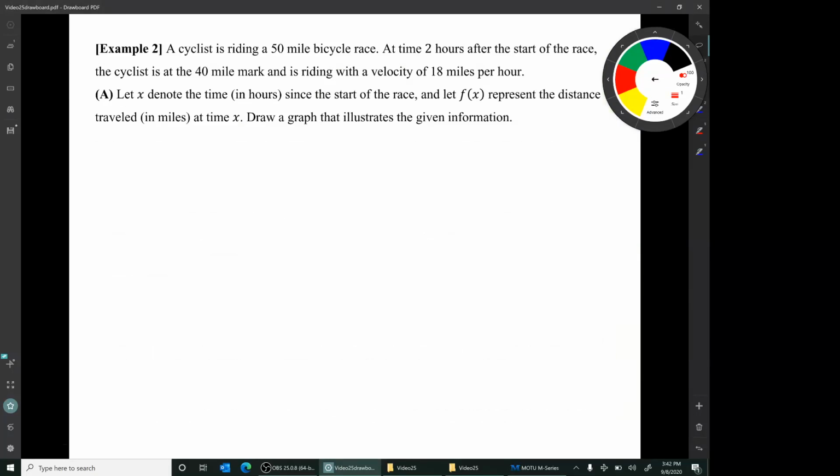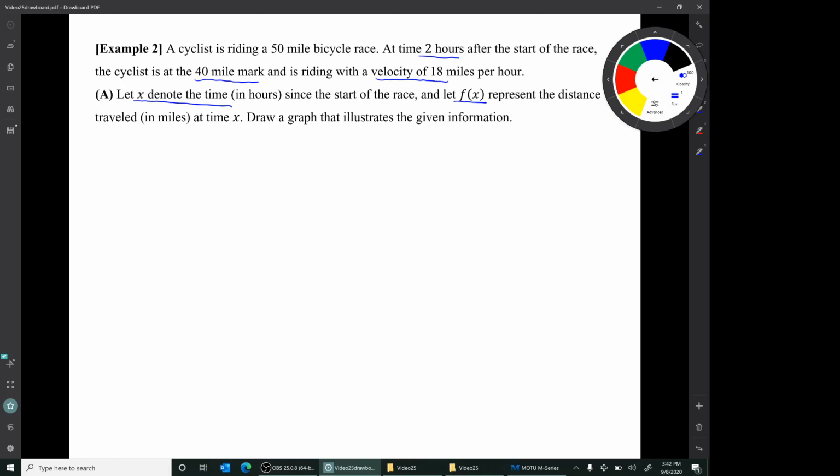So in example 2, we have a cyclist riding a 50-mile bicycle race. And at time 2 hours after the start of the race, the cyclist is at the 40-mile mark. And at that instant, the cyclist is riding with a velocity of 18 miles an hour. So question A, let x denote the time in hours since the start of the race, and let f of x represent the distance traveled in miles at time x. Let's draw a graph that illustrates the given information.